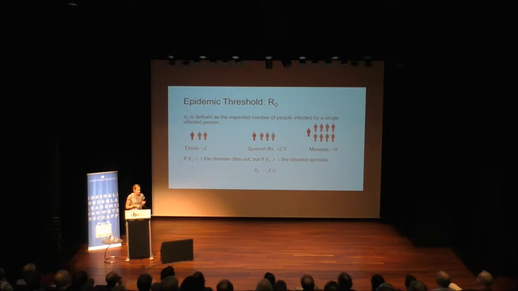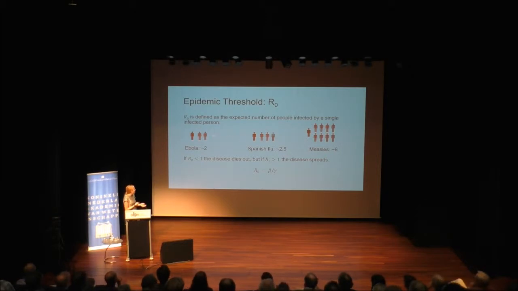So we actually find, when we analyze this model, that there is something called the epidemic threshold, and you can express it in terms of this number called R0. And R0 is defined as the expected number of people infected by a single infected person. So for instance, for Ebola, this is roughly 2. So every person who gets infected, on average, infects 2 other people. For the Spanish flu, it was roughly 2.5. And for measles, it's as high as 8, and that's actually quite a moderate estimate.